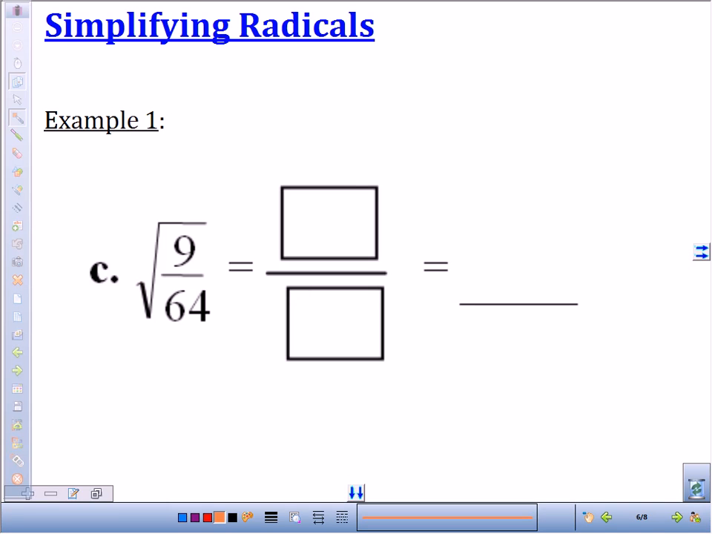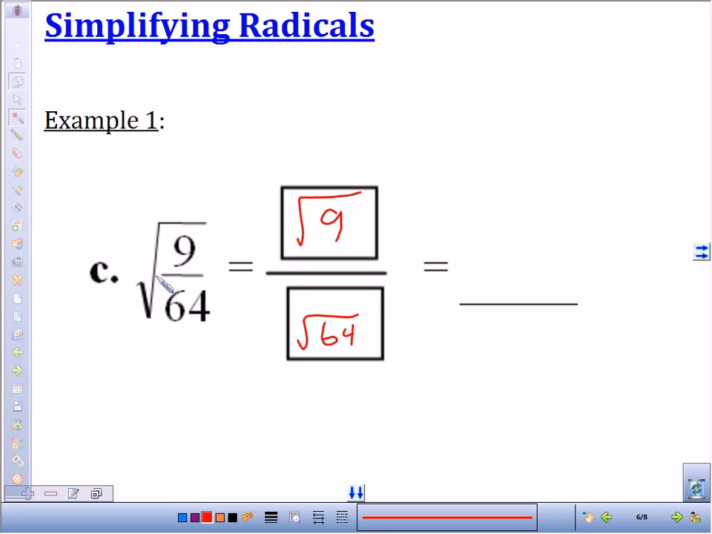Now, I have the square root of 9 over 64. And the quotient property says that I can split this fraction into two radicals, and that's what I'm going to do. I'll take the number on top becomes its own radical, the number on bottom becomes its own radical.